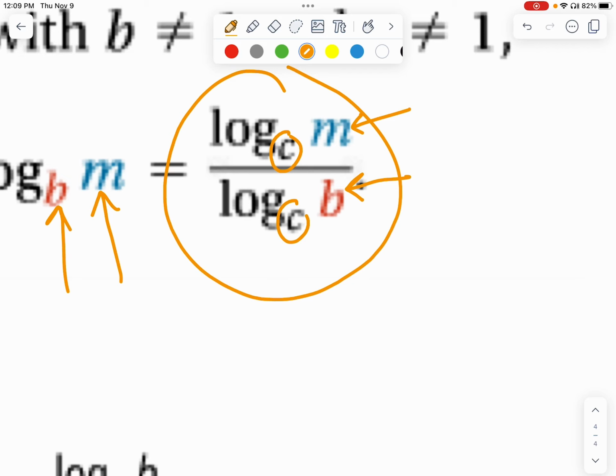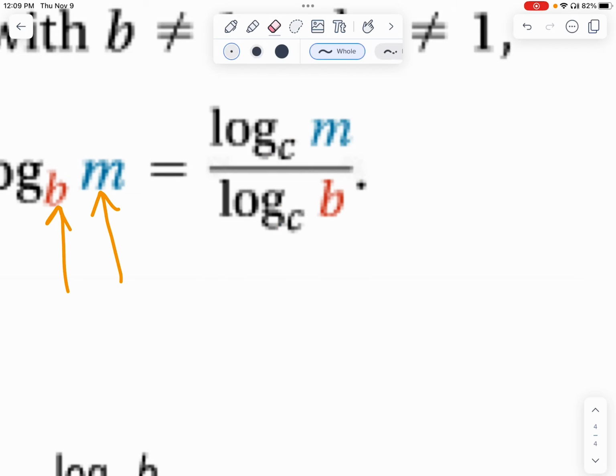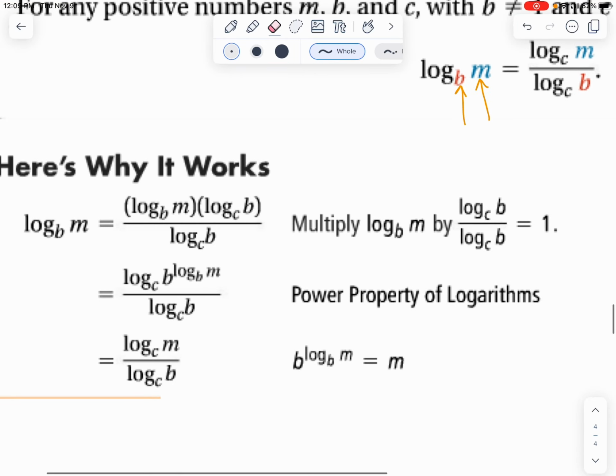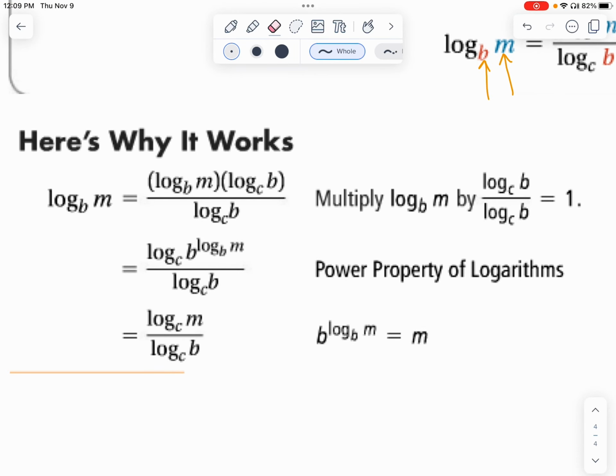Now, we did this in the notes already, but we just kind of took it for granted. If you're wondering why that works the way it works, here's how it was derived. The first thing they did is they said, okay, we have this logarithm in a base of b of m that we cannot get in our calculator. So they ended up multiplying the top and bottom by a common log of b.